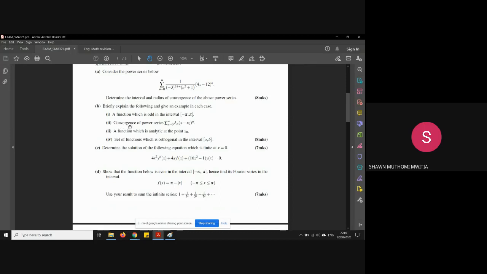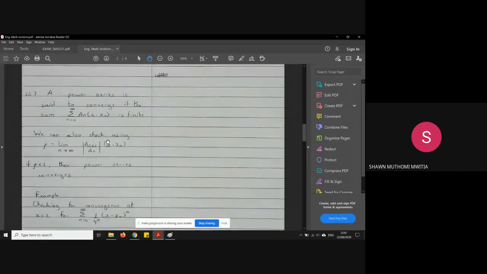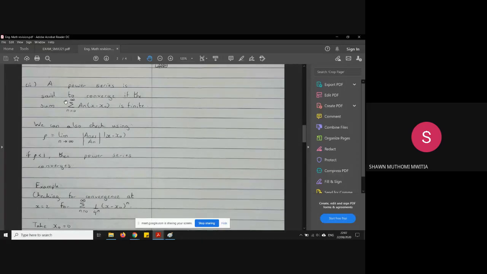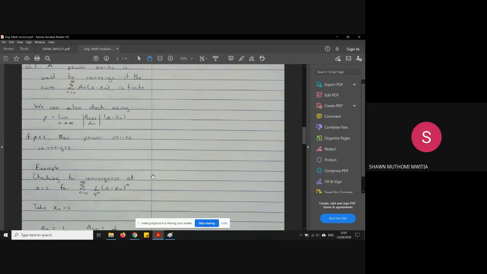Then for part 2, convergence of a power series, this one. All these definitions came from the notes, so you don't have to worry about Googling them. So a power series is said to converge if the sum of that power series is finite. Then you can check if it converges using this formula. And if rho is less than 1, then the power series converges.